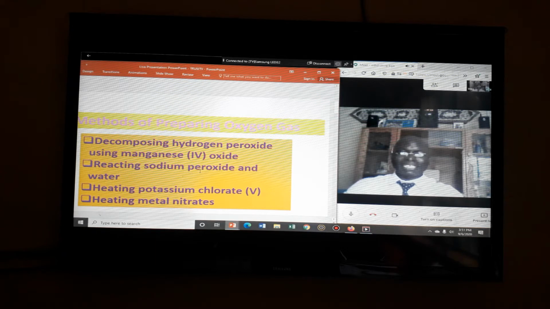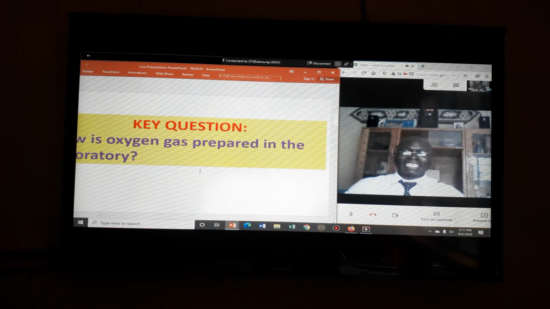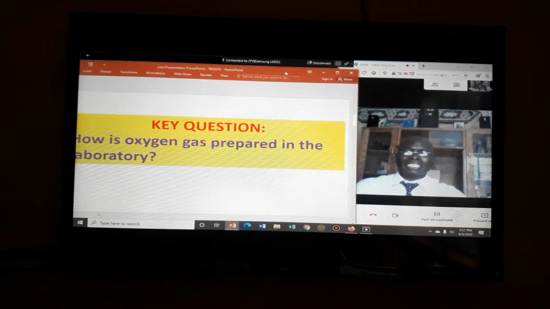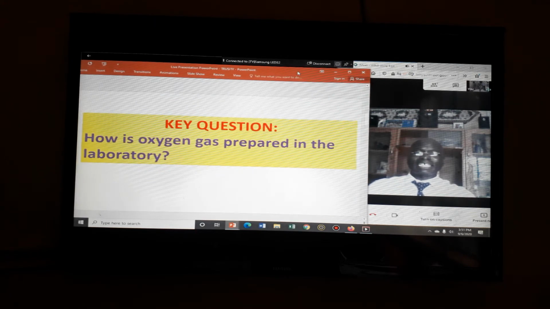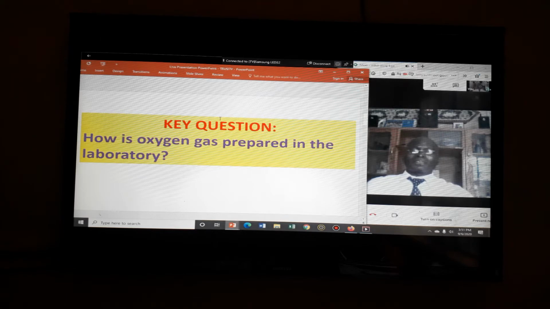So going to the next slide, if I may just push the slide so that you can see everything, you can see that the key question in my slide is: how is oxygen gas prepared in the laboratory? How is oxygen gas prepared in the laboratory? So, how do we prepare this gas?